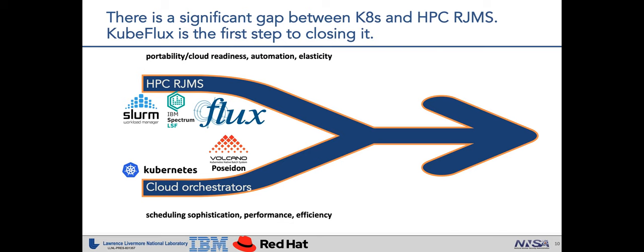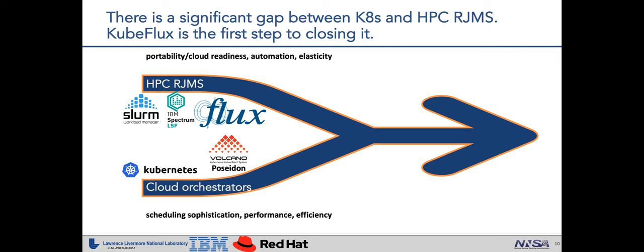So there is still a significant gap to be closed between Kubernetes and HPC RGMS before we have fully converged computing environments. On the top branch of this diagram, HPC and RGMS generally need more cloud capabilities to allow them to integrate with the bottom branch. So there's increasing cloud readiness moving from Slurm to LSF and then to Flux on the right. On the cloud orchestration side on the bottom, you have progress in terms of increased scheduling sophistication, performance, and efficiency.